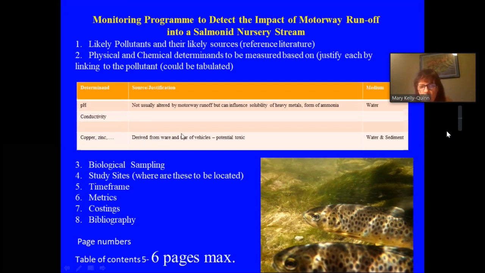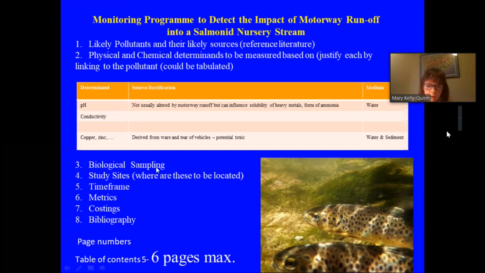Why would you do it? They're derived, as I said, from the wear and tear of the vehicles, and they're potentially toxic. And one thing you have to consider is where are you going to measure them? So it might be water or sediment or aquatic biota. Come to bioaccumulation in a moment. So just to put a note here on what you're going to do: for heavy metals, depending on the environment, we generally look in both water and sediment, and for some biota, if we think there might be bioaccumulation of the toxic heavy metals, then we look at biological tissues as well.